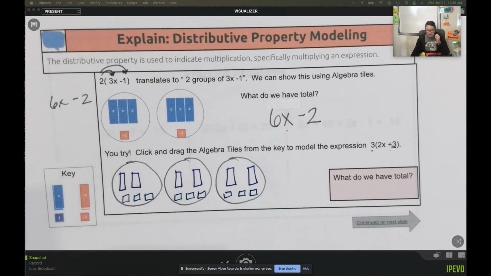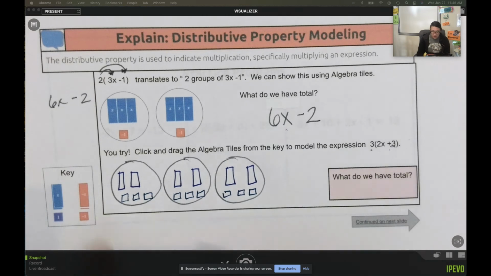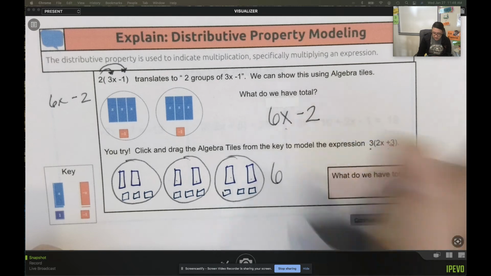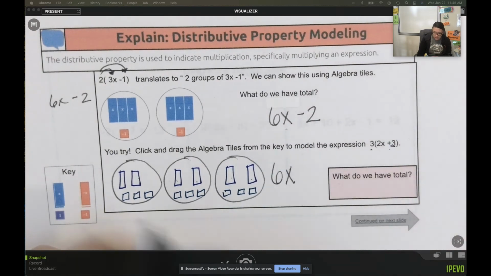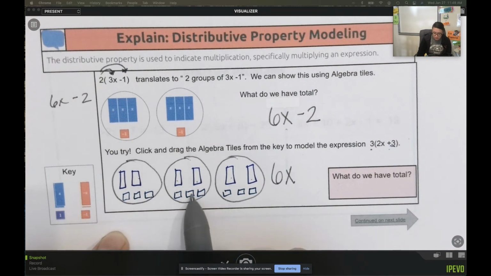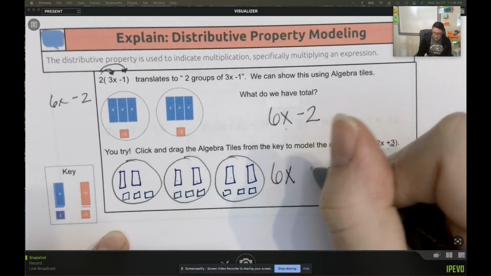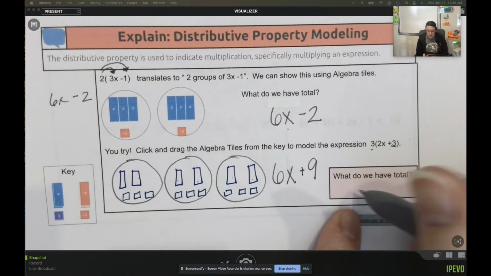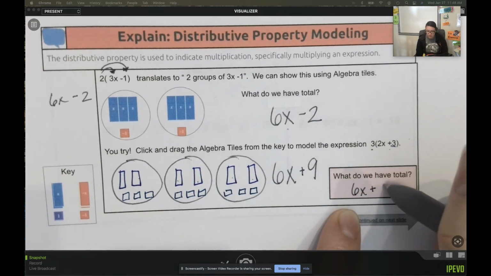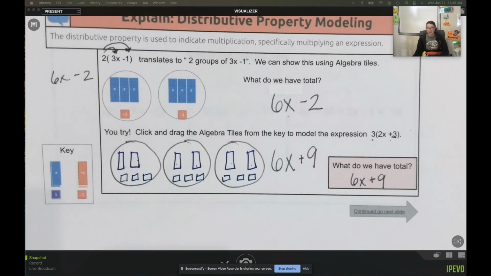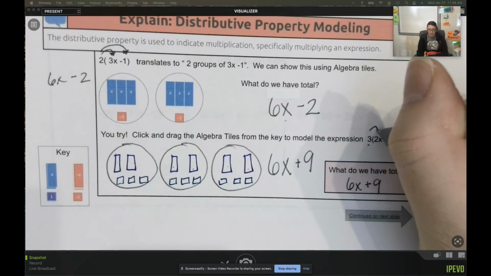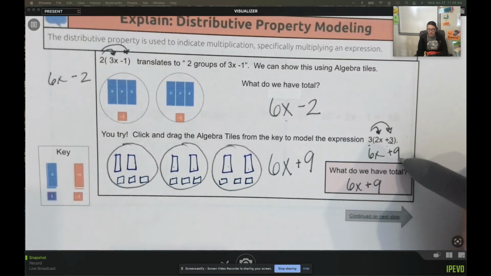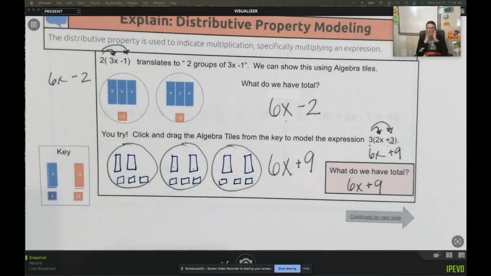And then I combine it to see what I've all got together. I have 1, 2, 3, 4, 5, 6 positive x's. And then I have 1, 2, 3, 4, 5, 6, 7, 8, 9 positives. So it's going to be plus 9 because they're all positive. So all together, our expression simplifies to 6x plus 9. And again, if we do it the other way, 3 times 2x gives me 6x. 3 times 3 gives me 9. Yay, us!